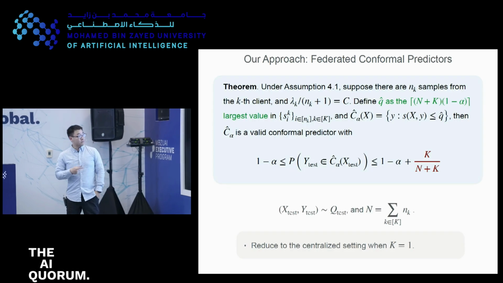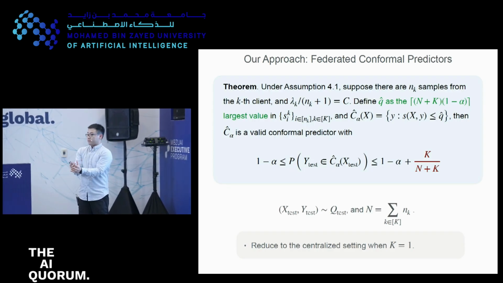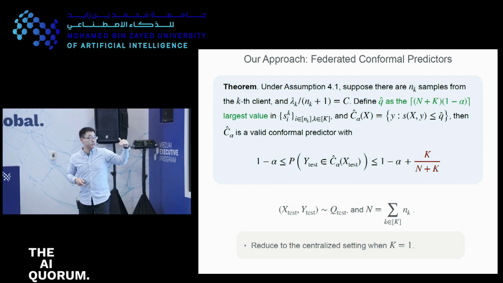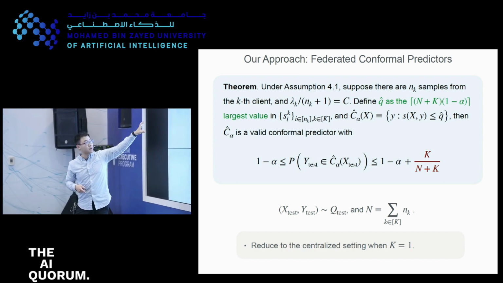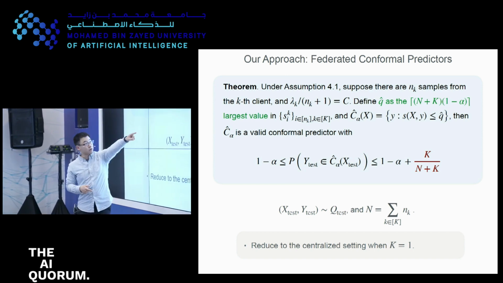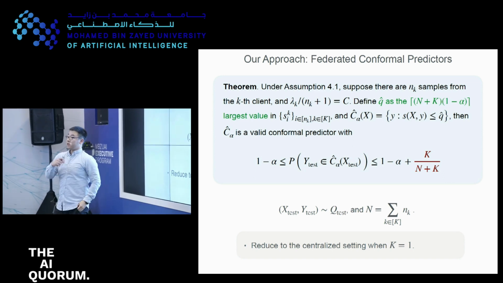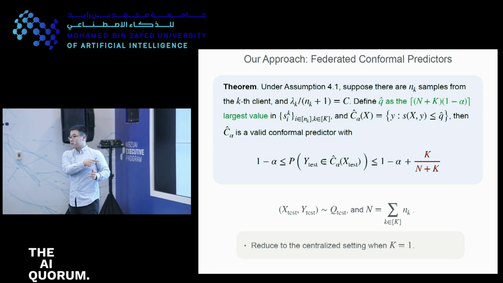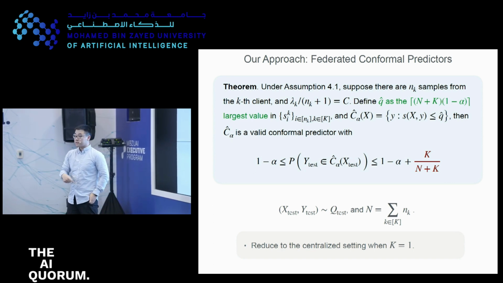So it's kind of partial exchangeability. And by leveraging this, by figuring out the right assumption, we can build the conformal prediction relatively easily. Basically, we compute the Q hat as the n plus k multiplied by 1 minus alpha quantile. After selecting the right quantile value, we can construct this distributed conformal predictor that satisfies this nice coverage guarantee. On the right-hand side, the term is slightly different from the term we saw in the centralized case. And if we set k equal to 1, then we reduce to the centralized case.